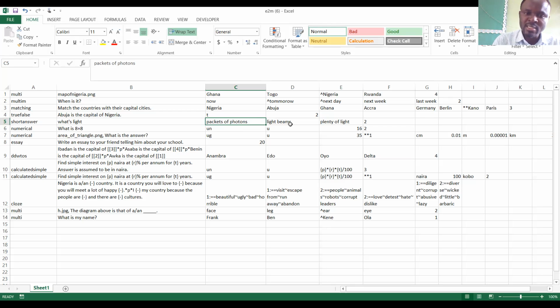So these are all correct answers. Packets of photons, correct. Column C, light beams, correct? Plenty of light. Just for the purpose of this tutorial, I'm taking these three columns as the correct answers, okay? They are not necessarily correct if we are to look at it in absolute terms. So I'm just going to assume that they are all correct. Plenty of light, light beams, packets of photons. Any one that is given by a candidate is marked as correct. So what's the point? 2 points for this particular question. The last column there should have the weight of the answer to the question.